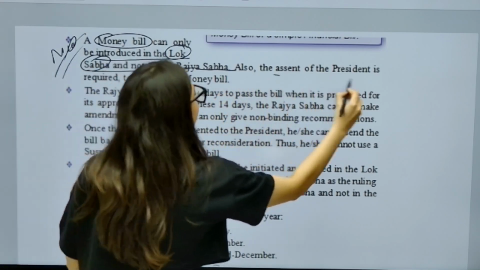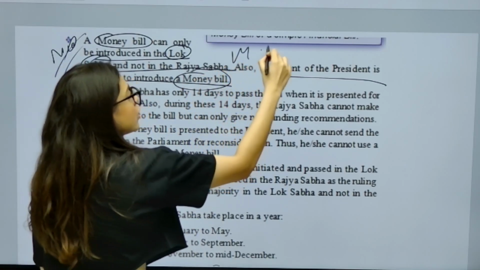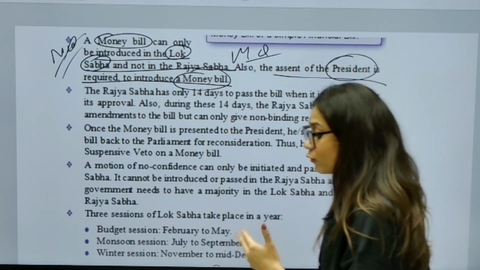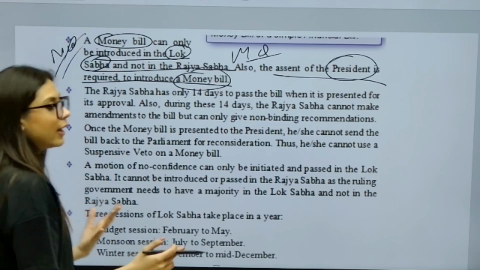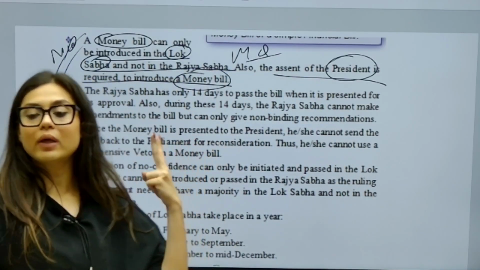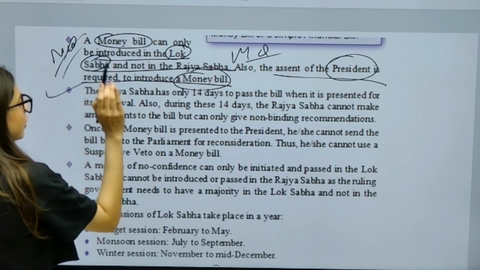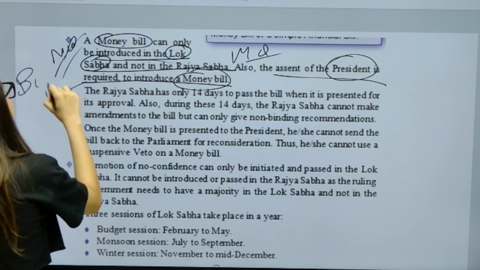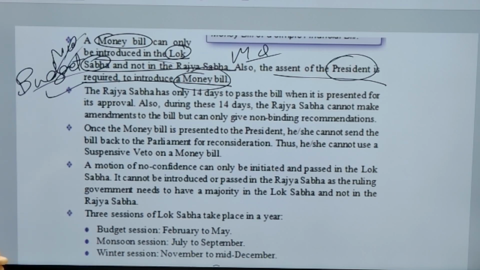Then the assent of president is required to introduce a money bill. Another MCQ. President's approval is required. When you want to introduce a money bill in Lok Sabha, you have to take prior consideration of president. So these are 2 important MCQs in respect of money bill. Then the best example of money bill is budget.